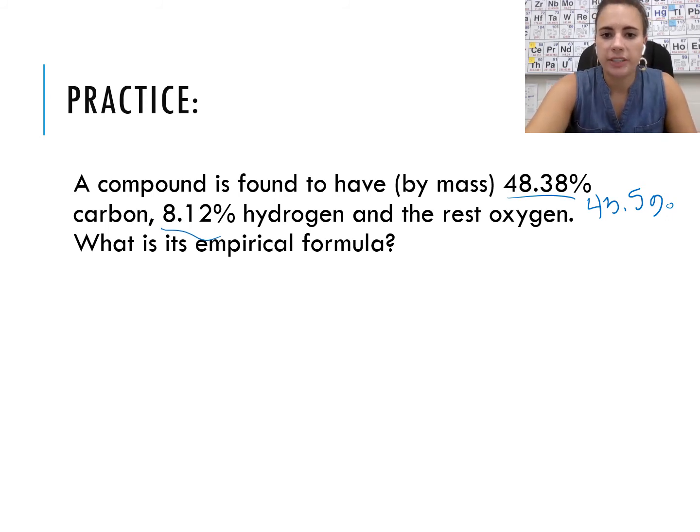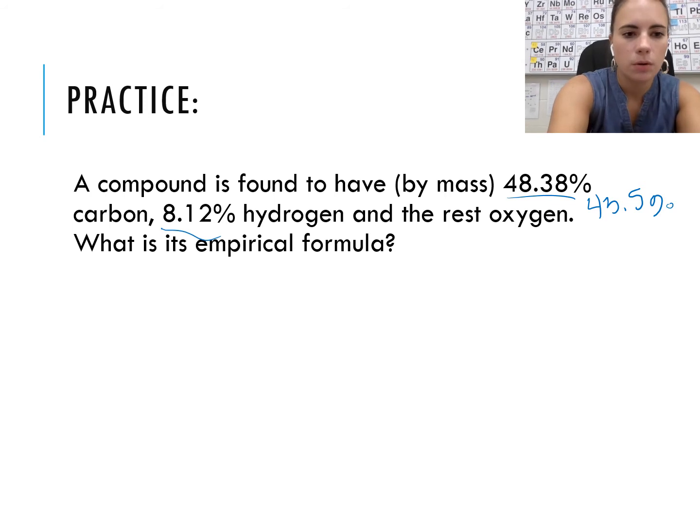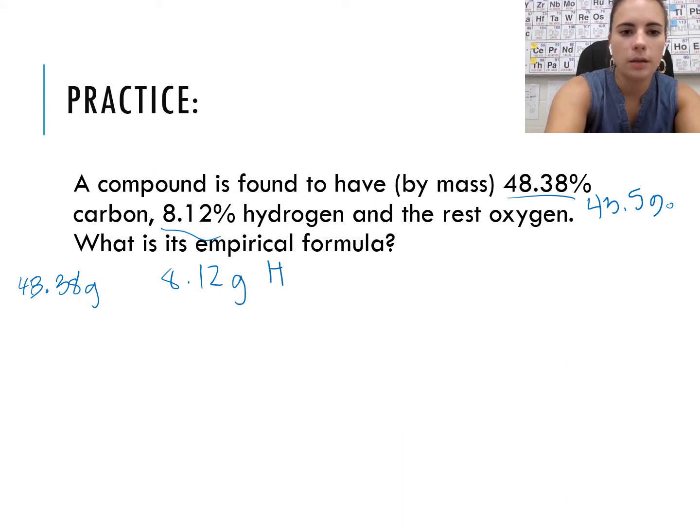So our first step is percent to mass. Super simple. We're literally just changing our percents to grams, because I'm assuming a 100 gram sample, meaning that all of these percents would just turn into the grams.